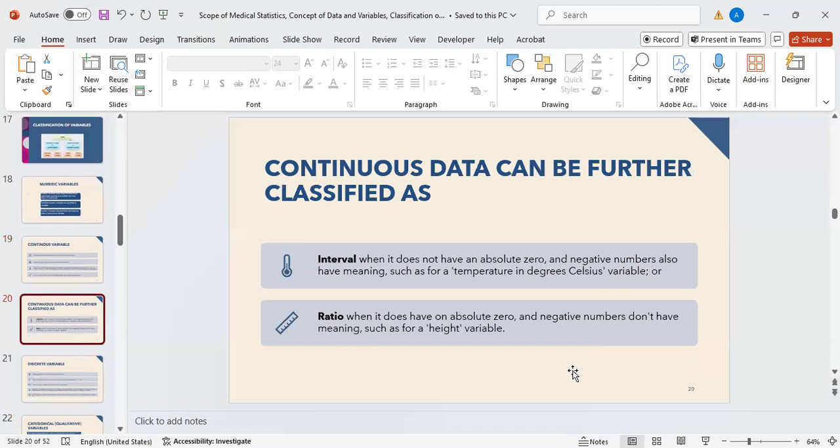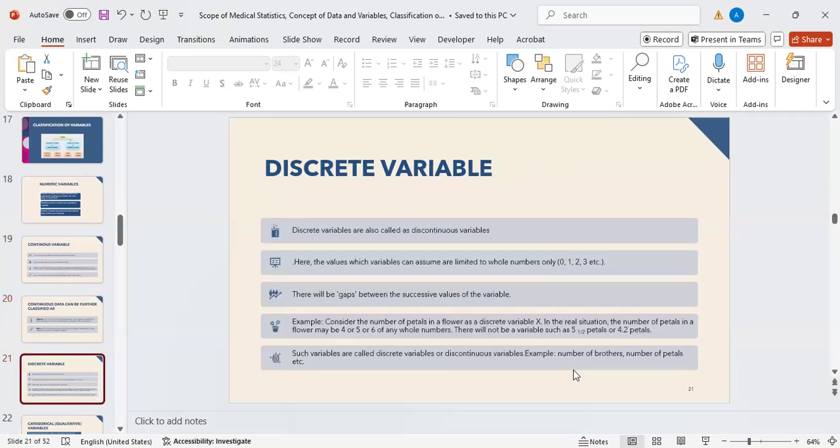Continuous data can be further classified as interval and ratio. Interval, when it does not have any absolute zero and negative numbers also have meaning, such as temperature in degrees Celsius. A ratio variable does have an absolute zero, and negative numbers don't have meaning, such as for the height variable.